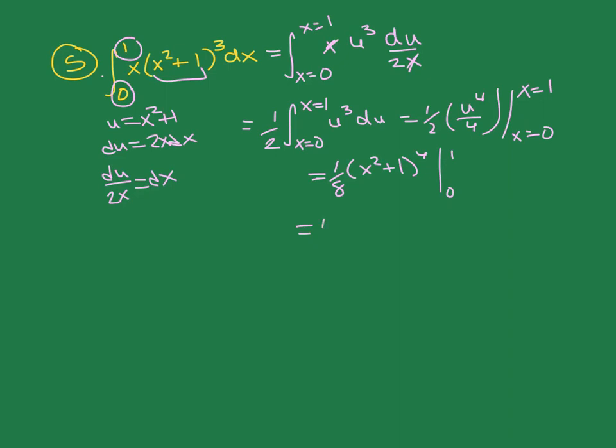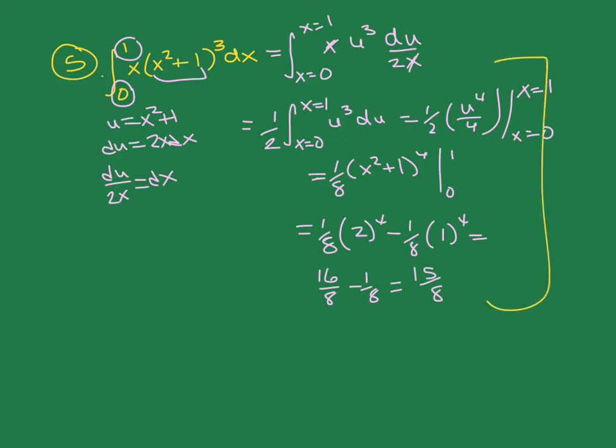So when I work that out, I get 1/8 times 2 to the 4th, that's what happens when I plug in 1, minus 1/8 times 1 to the 4th, that's what happens when I plug in 0. So I end up with 16/8 minus 1/8, which gives me 15/8. So this is method 1 of doing this problem. It might have been long, but actually this is the easier way. In my opinion, it's easier.